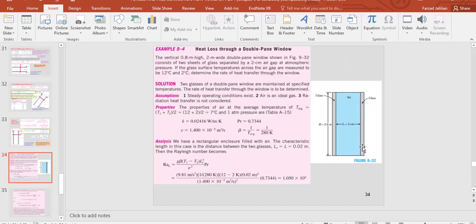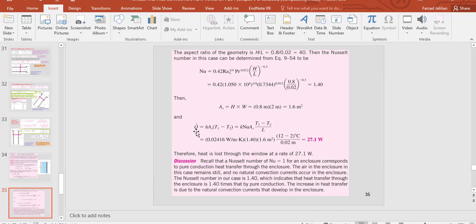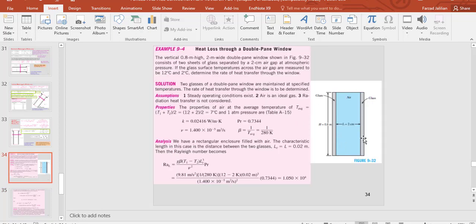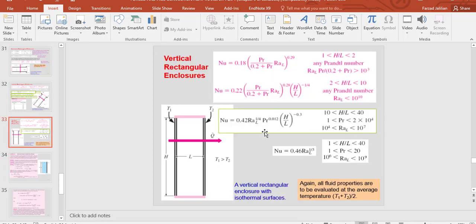Then, as you can see here, it is a vertical enclosure. How we can find the rate of heat transfer for that? By this equation, which we need to know how much is its Nusselt number. How we can find Nusselt number for the enclosure with these characteristics? As I told you, and you can see in this slide as well, we should find its aspect ratio.